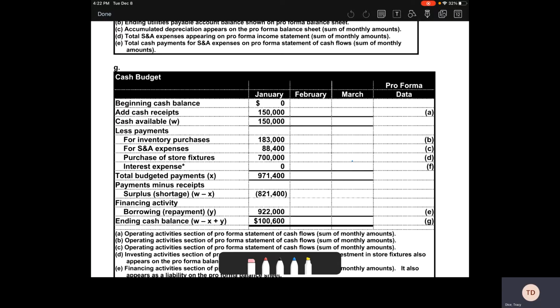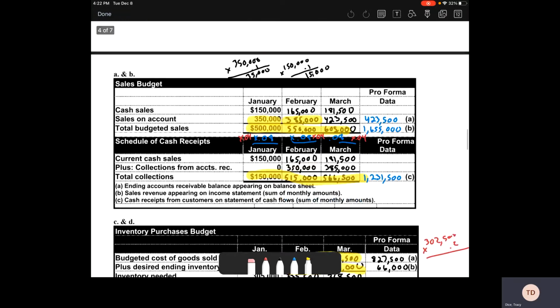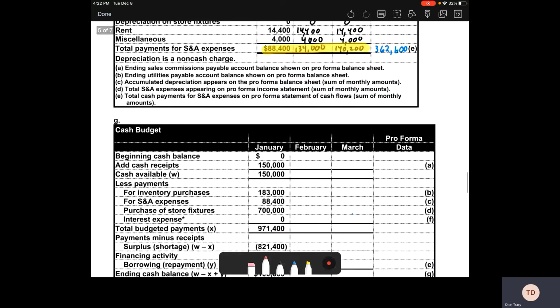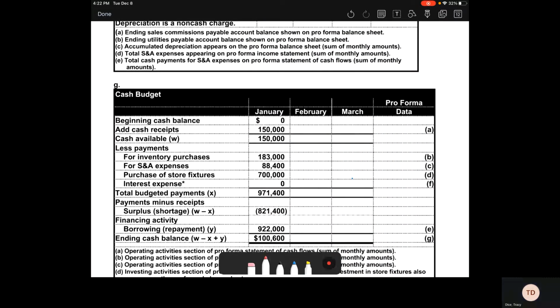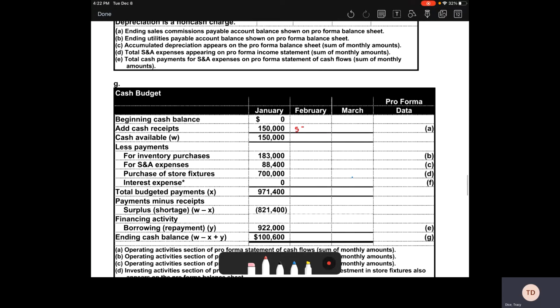Add your cash receipts. So we come back up to our sales budget, and our cash receipts are right here. This 150, the 515, and the 566. So let's go put those numbers into our cash budget. So the 150 is there. Then we get 515 from February and 566,000 in March. Oops, that's got a 500 in there, not just 556. All right, so those are our cash receipts. We'll figure out our available cash when we're done.